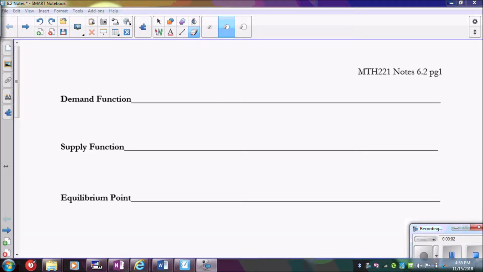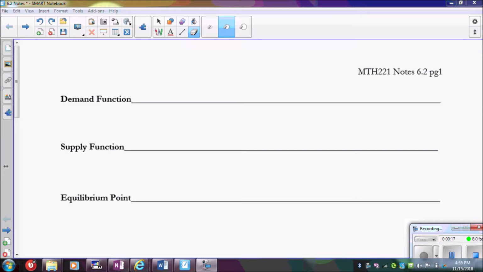In section 6.2, we're going to look at another application of integrals. What we need to look at first is just a refresher on what the demand and supply functions are, and then we're going to look at something called consumer surplus and producer surplus.